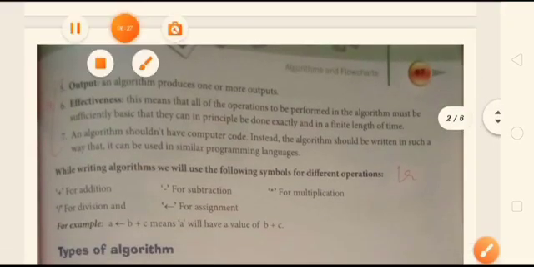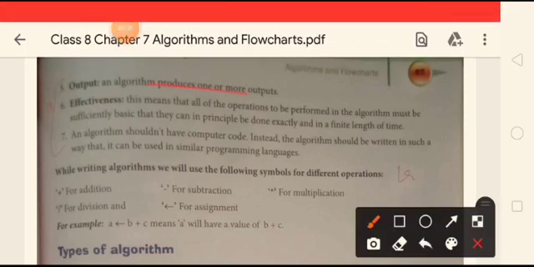The next one is output. An algorithm produces one or more outputs. अब जब input देंगे तो कुछ ना कुछ हमको output भी मिलेगा.